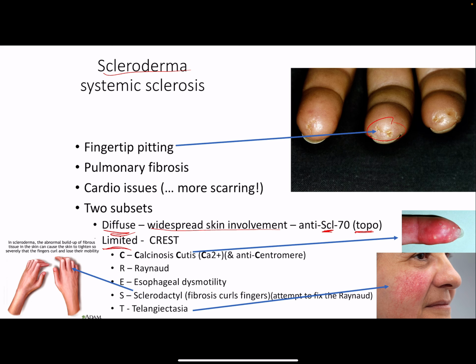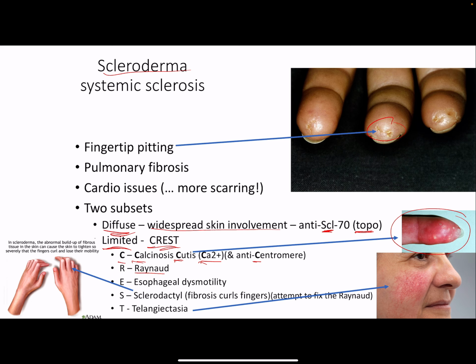Now the limited one's probably more important to know, and this is what's associated with CREST syndrome. So C stands for calcinosis cutis, where we get these swollen, hardened fingers over here because of calcium deposits. So there's really a lot of C's. They all play into it. And also we have an anti-centromere antibody for the C.